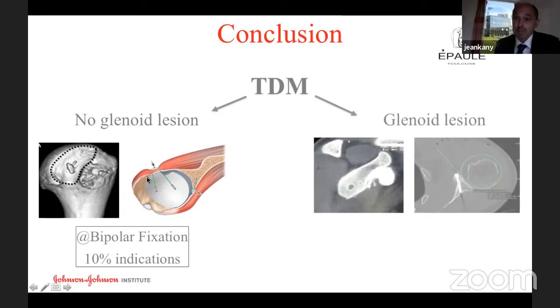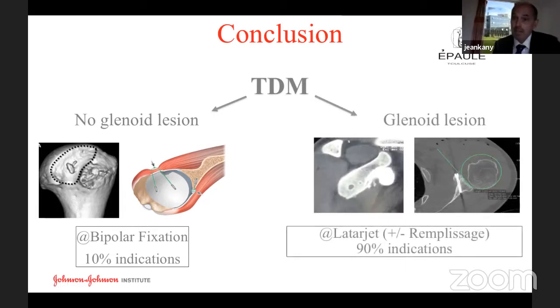And on the opposite, when you have a significant glenoid lesion, that means when the Gerber index is significant, I do a Latarjet plus or minus remplissage in case of epileptic procedure, and these are more than 90% of my indications.